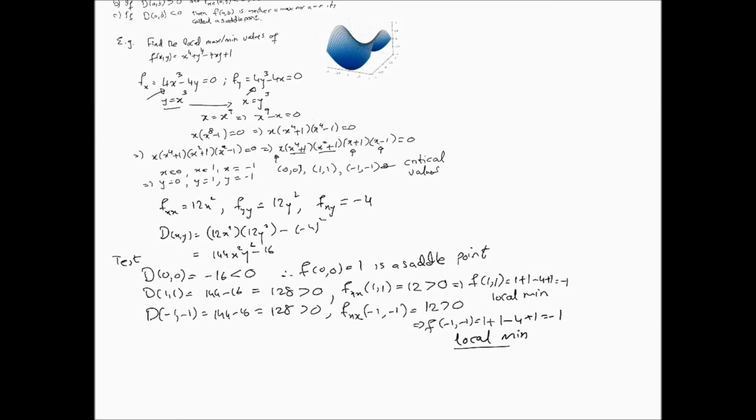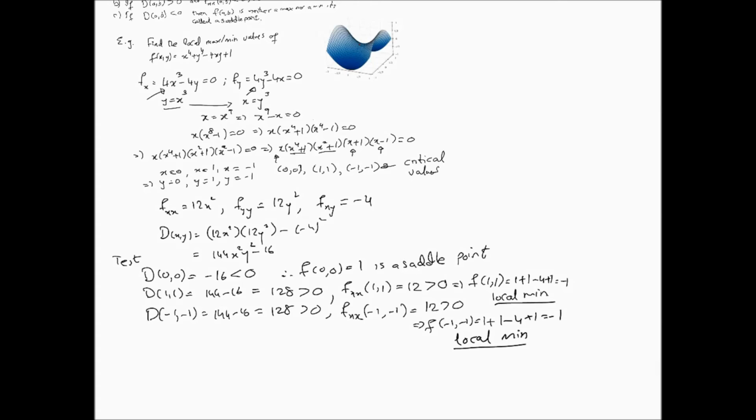So you have two local minima here, one at 1, 1, one at minus 1, minus 1, and the third point is a saddle point. So we've identified all 3 points. So we know the maximum value of the function. Well, sorry, it doesn't have a local maximum. It has a local minimum point, and the local minimum is as here.